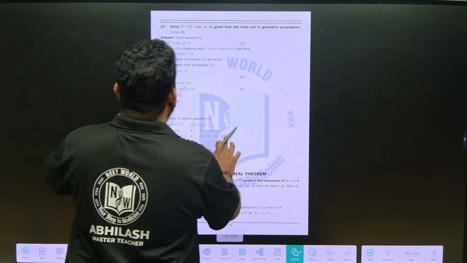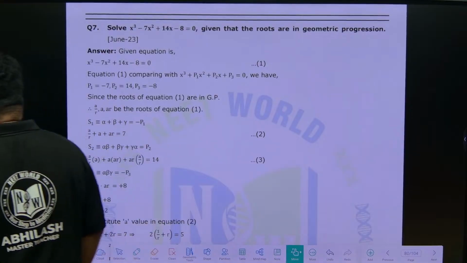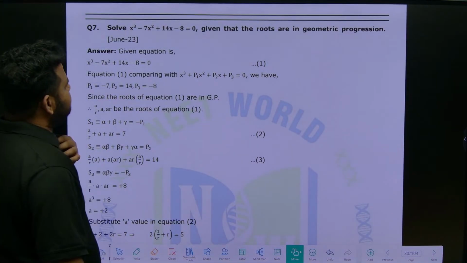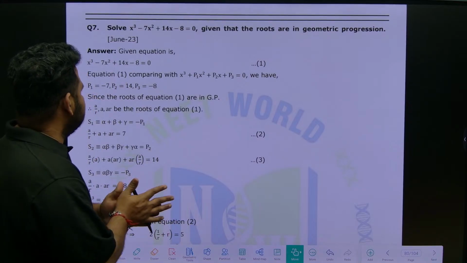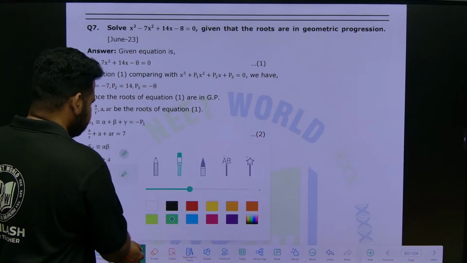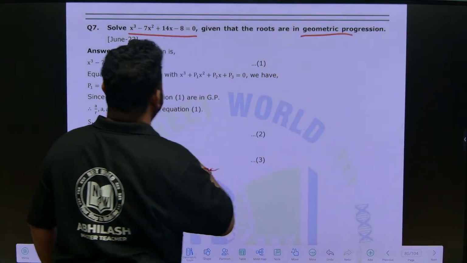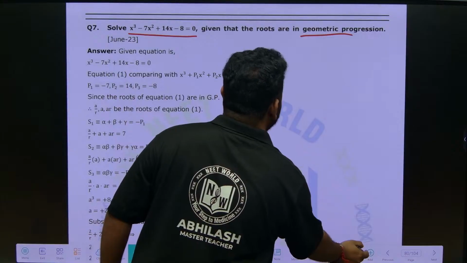Solve x cube minus 7x square plus 14x minus 8 is equal to 0, given that the roots are in geometric progression. This is the question they have given, similar to one of the questions we solved. Let us solve this question, friends, given that the roots are in geometric progression.